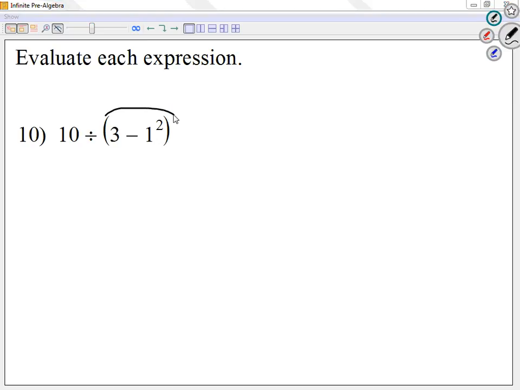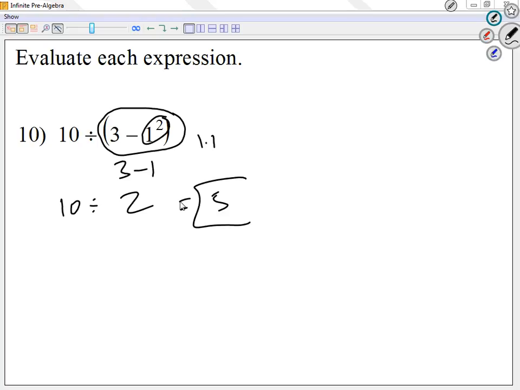Groups, I'm looking at a group there. Inside the group, I see a subtraction and I see an exponent. But I know the last thing that I do is add or subtract. So let me deal with the exponent first. How much is 1 to the second power? 1, because that represents 1 times 1, so it is 1. So that group is 3 minus 1, because we did the exponent. How much is 3 minus 1? 2. So the whole group is 2. So I have 10 divided by 2, which is 5.